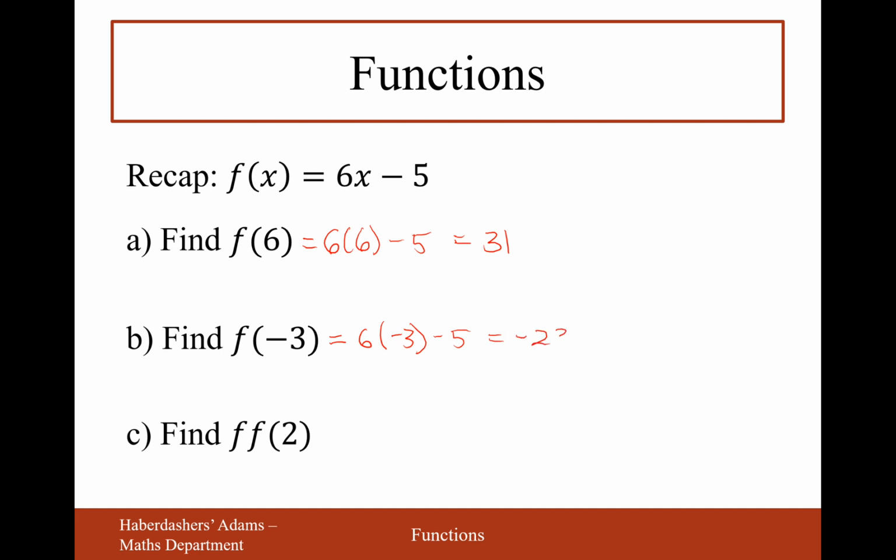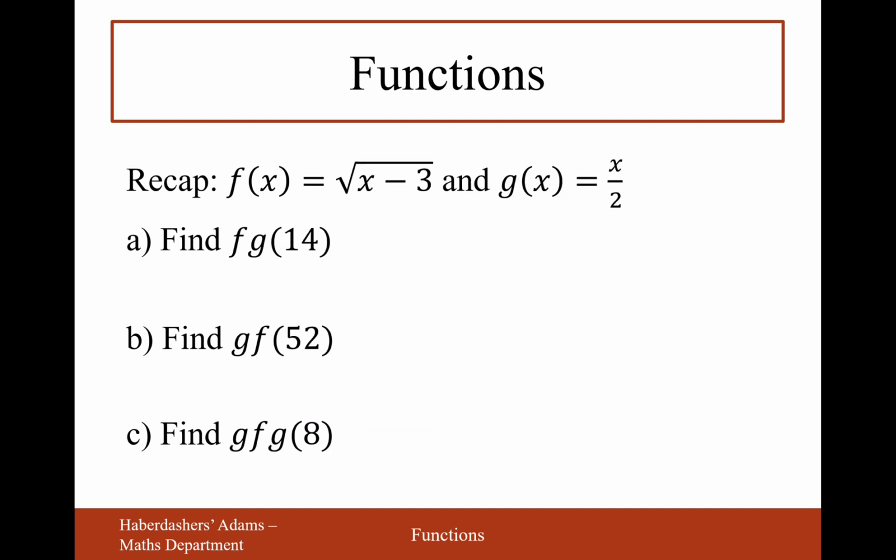that's minus 23. And then f2, that means put 2 into the f function one time, so we'll put 2 in, that will give us 12 minus 5, that's 7. And then put 7 into the f function again, so we're doing it twice here. We find the answer to the first one, and then we put the answer into the second f function. That would be 42 minus 5, which is 37. So there we are, these are the three answers to these questions. And before we get on to the new content, have a go at this question here.